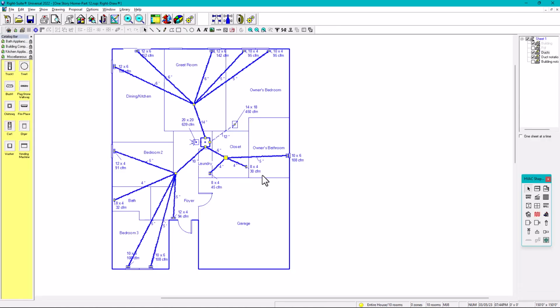You have a lot of registers. Well, how many? 1, 2, 3, 4, 5, 6, 7, 8, 9, 10, 11. Okay, 3, 6, 9, 10, 11, 12, 13. So you have about 13 registers, right? And you have 2 returns.